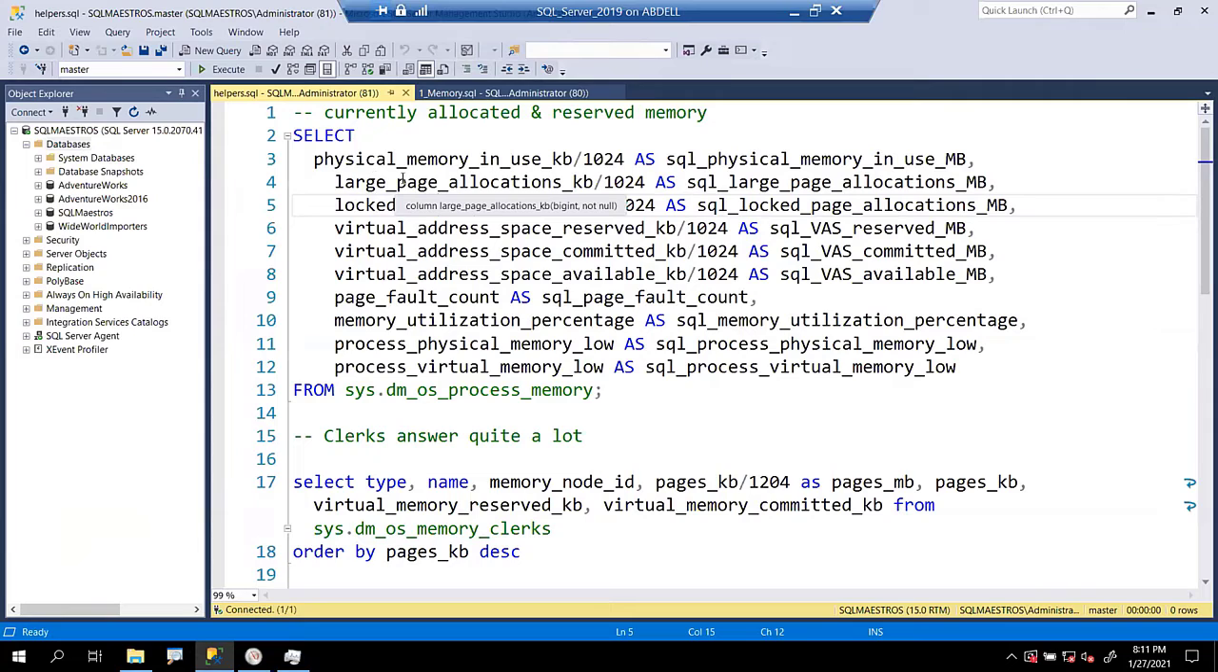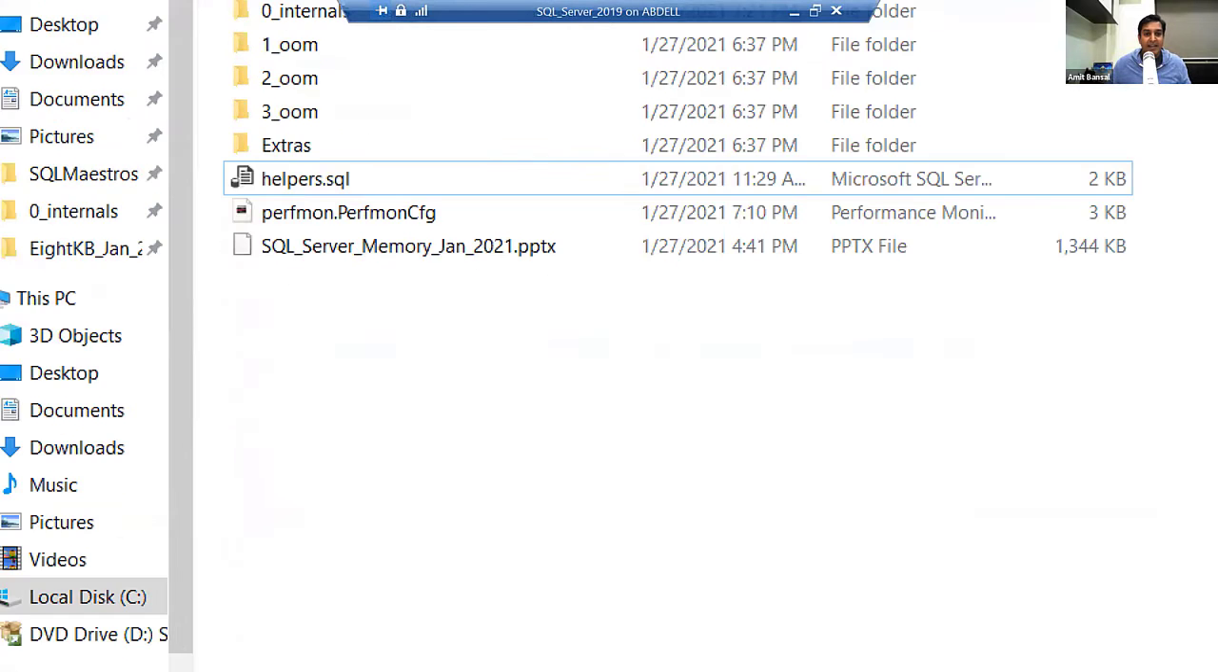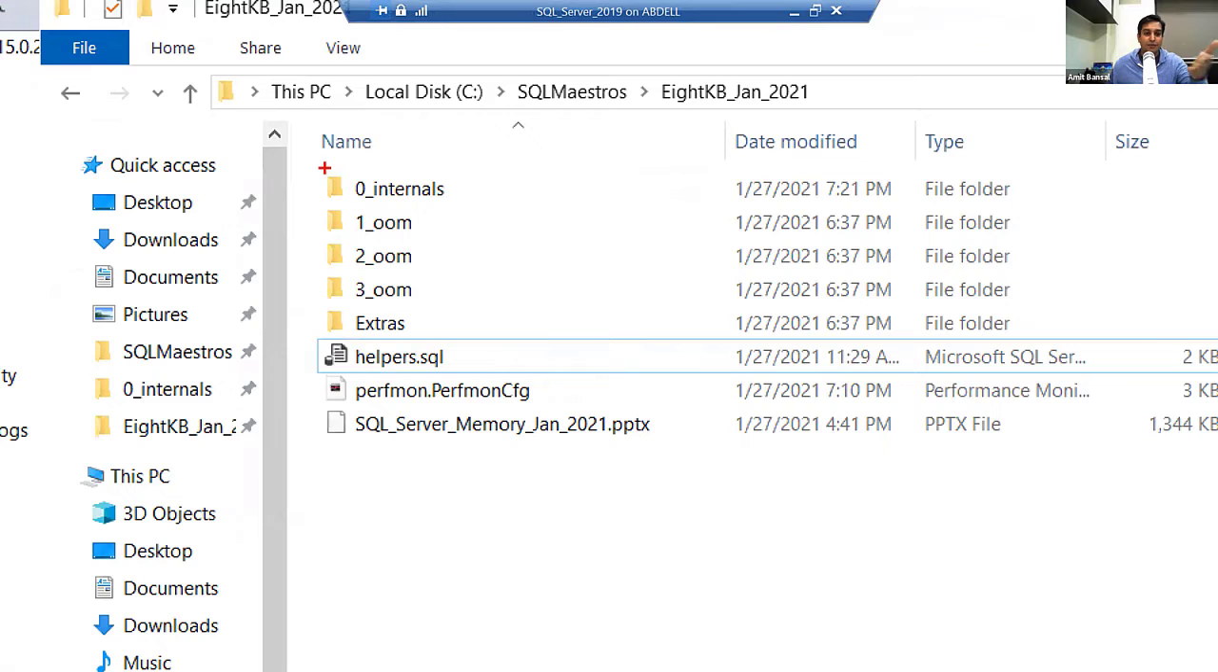Thank you, Ben. So friends, let's get started with the demos. And remember the guiding principle: when speakers talk about SQL Server memory, demos may not work. So with that guiding principle, let's begin with the demos. This is what the 8KB Jan 2021 folder looks like, and when you get the resources, you will have a similar structure. I'm going to use this one for some internals demos.